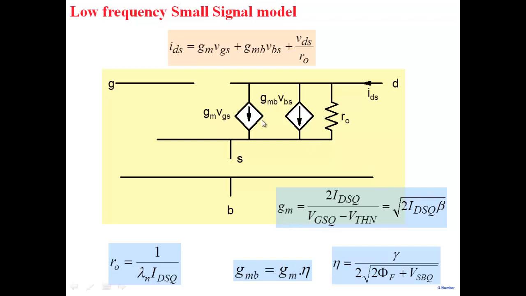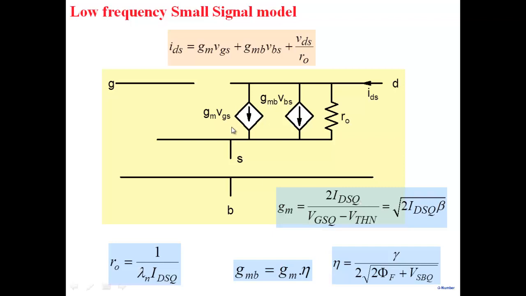Expressions I'm not deriving. As I said, expressions will come from looking at the overall expression of current with respect to gate to source voltage, and you have to go through a process of linearization, and you arrive at these expressions. But these expressions are important. It tells you how to compute GM. So GM, the expression is 2 IDSQ over VOV.